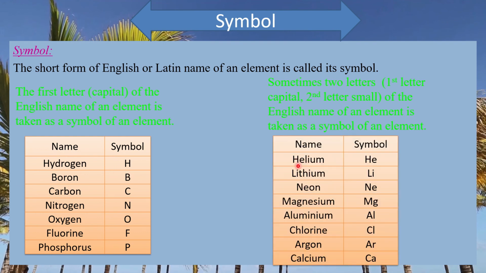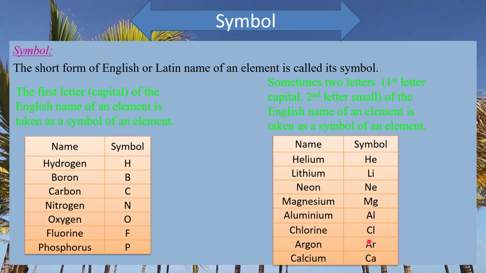For example, helium, He. First letter capital, second letter small. Lithium, Li, neon, Ne. Magnesium, Mg, here the first letter and third letter are taken as the symbol. Aluminium, Al. Chlorine also, first letter C and third letter L are taken as the symbol of chlorine. Argon, Ar, calcium, Ca. All these are the symbols of elements where two letters are taken as a symbol.